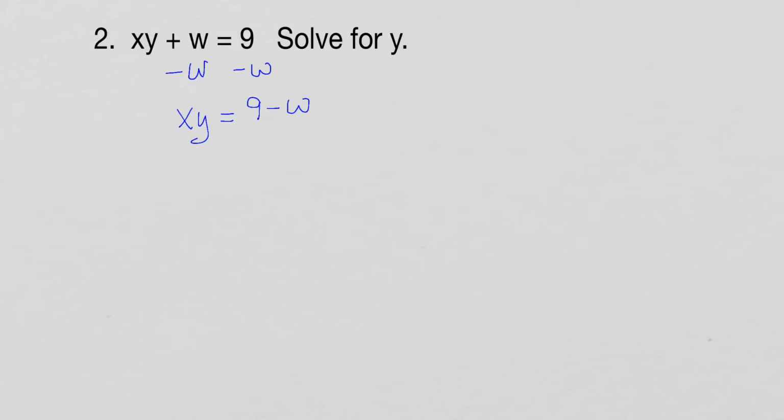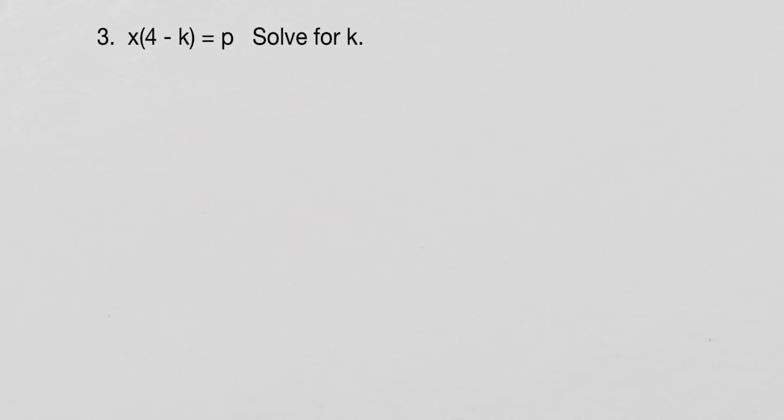Is the y alone? It is not. What math operation is it? It's multiplication. It's the opposite of multiplication, division. We're going to divide both sides by y. x is equal to 9 minus w over y. Sorry, we need to solve for y. So let's go back, and we're going to divide by x. Divide by x, divide by x, we have y is equal to 9 minus w over x.